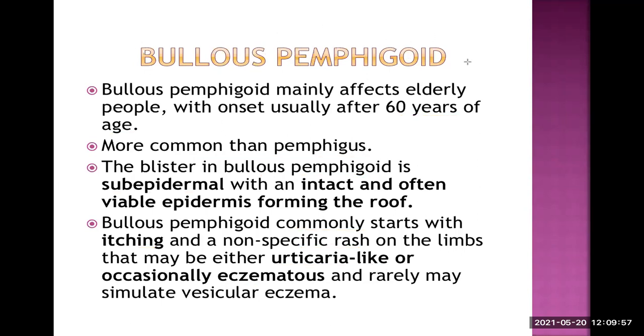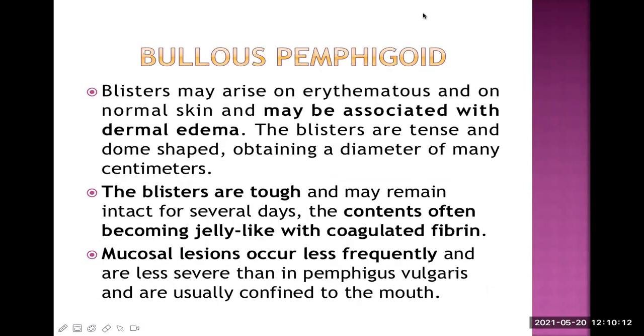Let's move on. Now, see here, the blisters in case of Bullous Pemphigoid may arise on erythematous or on normal skin, and may be associated with dermal edema because they are deeper. The blisters are tense and dome-shaped, and they may attain a diameter of many centimeters sometimes, meaning they are bigger in size, and they're tense.